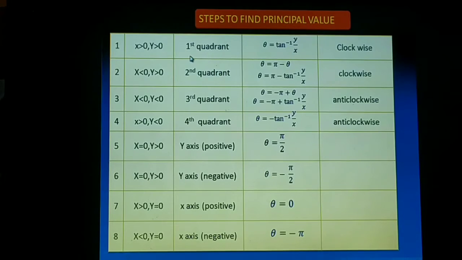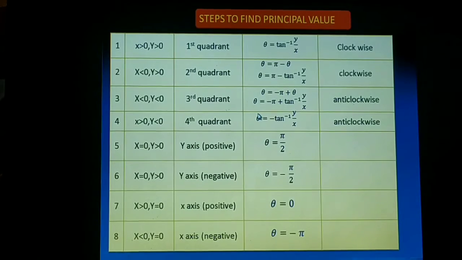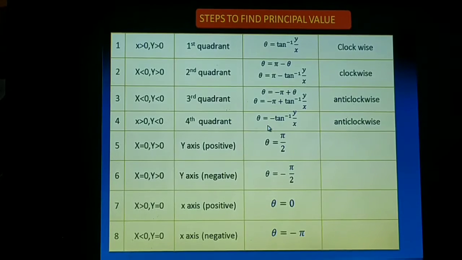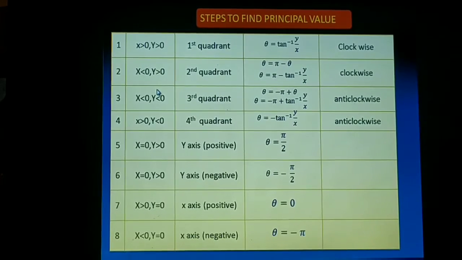Let's see again. In the first quadrant theta is equal to tan inverse y upon x. In the second quadrant theta is equal to pi minus tan inverse y upon x. In the third quadrant theta is equal to minus pi plus tan inverse y upon x. In the fourth quadrant theta is equal to minus tan inverse y upon x. We have to check this value. We are given z is equal to x plus iy, so we have to check the value of x and the value of y. According to that we decide the quadrant, and by applying this formula we can find the value of theta.